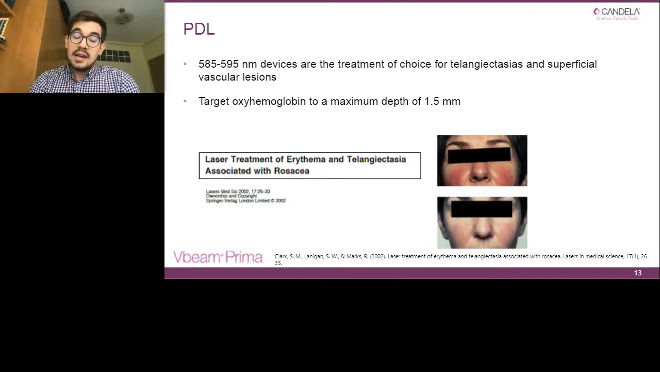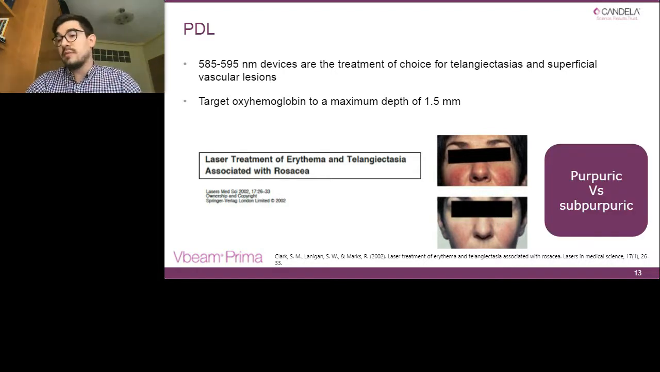But since that article, there are other articles that try to resolve some questions that you may be faced with when treating these patients. For example, is it more important to use purpuric or subpurpuric settings? Is it useful and safe to use topical and oral treatments when treating patients with PDL? And which is the long-term effect of the PDL when treating rosacea? I'm going to try to elucidate all these questions with the subsequent papers I'm going to present you.